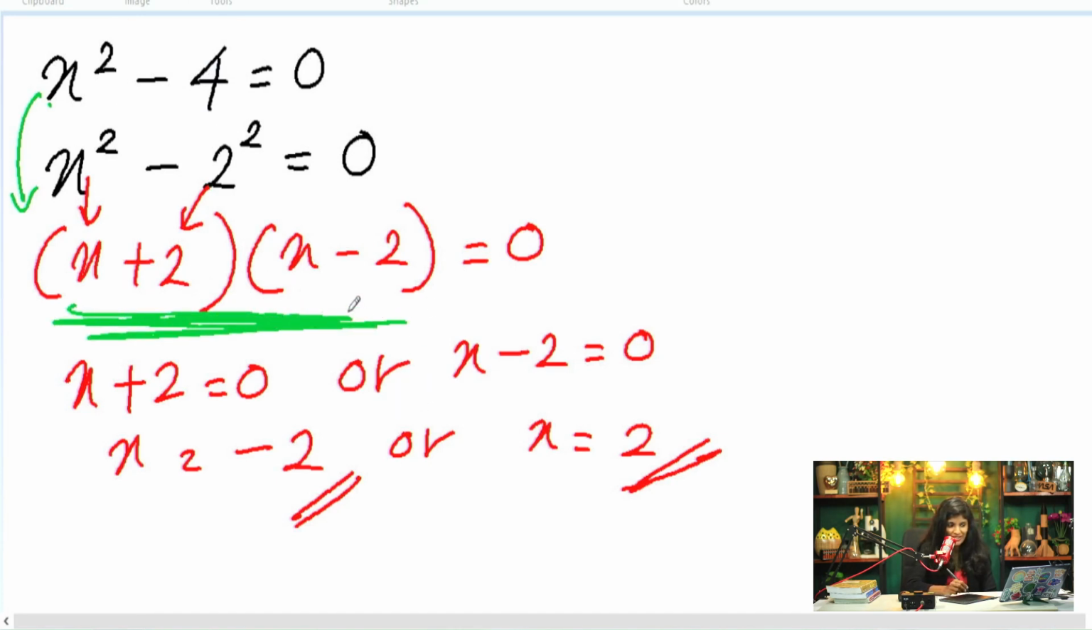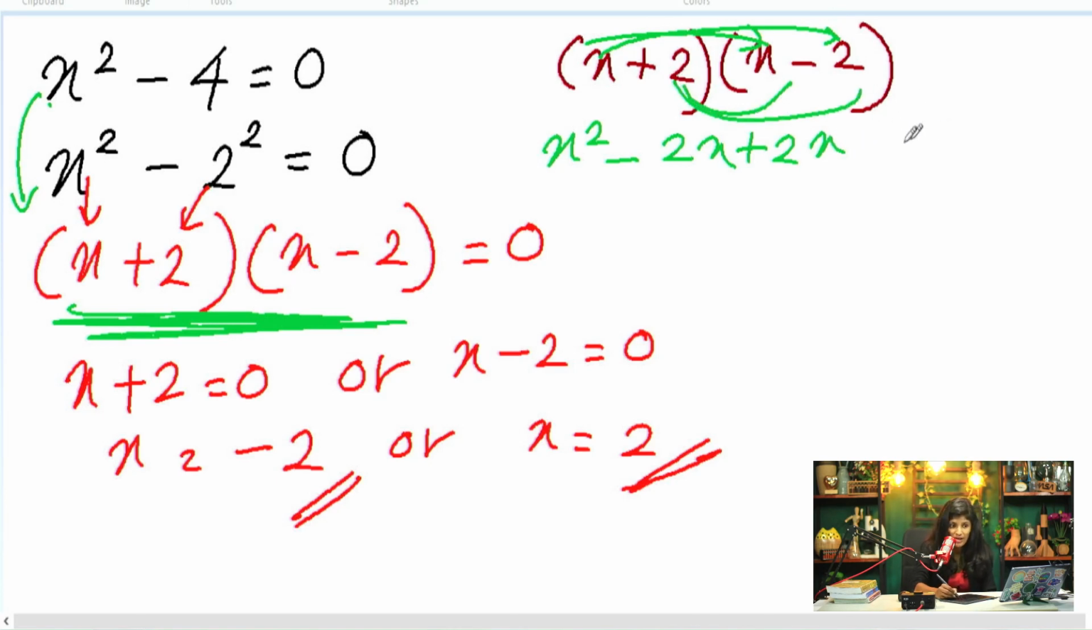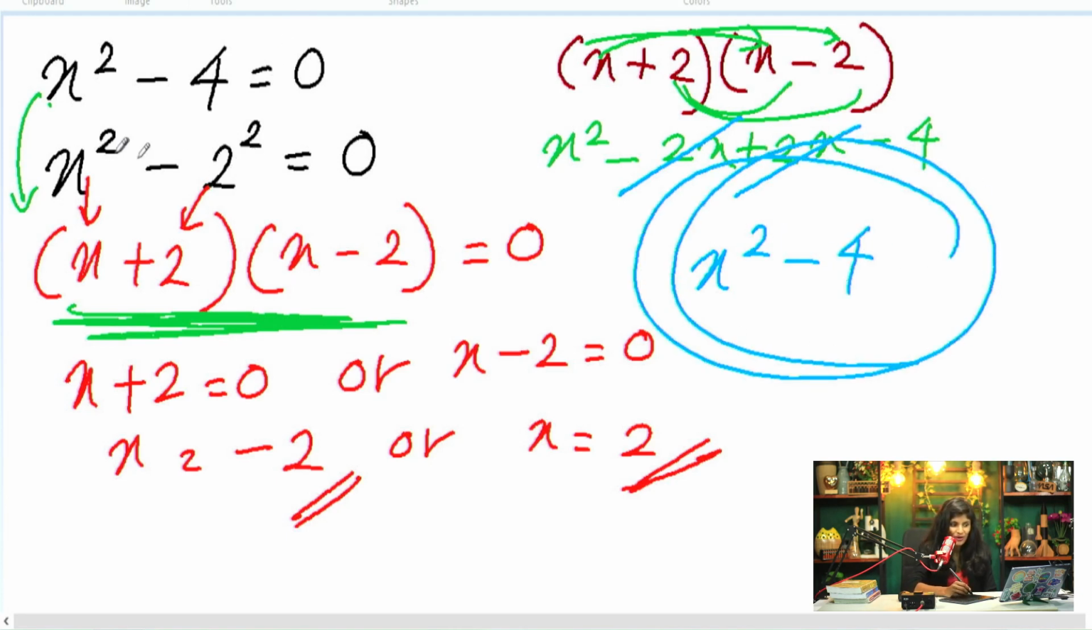Now I am going to clarify that x plus 2 times x minus 2 becomes x square minus 4. I am going to simplify these two brackets. Again, I will write this one here, x plus 2 and x minus 2. So, how to simplify two brackets? This is the method. x multiplied by x, x square. x multiplied by negative 2, negative 2x. 2 multiplied by x, positive 2x. Positive 2 multiplied by negative 2, 2 times 2, 4, the answer is negative 4. Now guys, this negative 2x and positive 2x are cancelling out and only x square minus 4 is remaining. That's why I wrote x plus 2 and x minus 2 instead of x square minus 4.